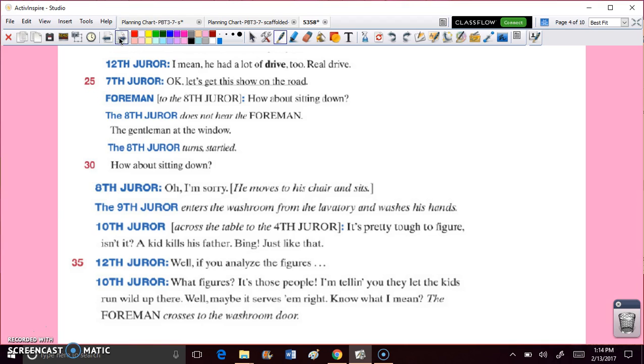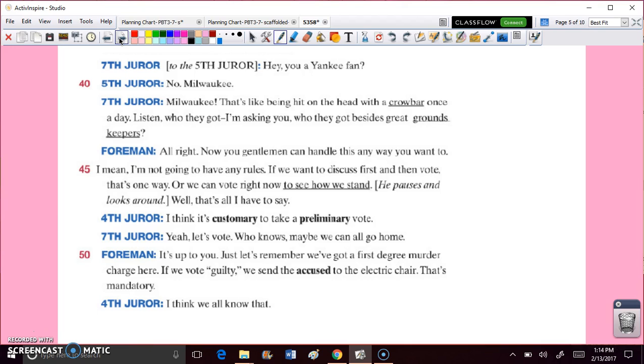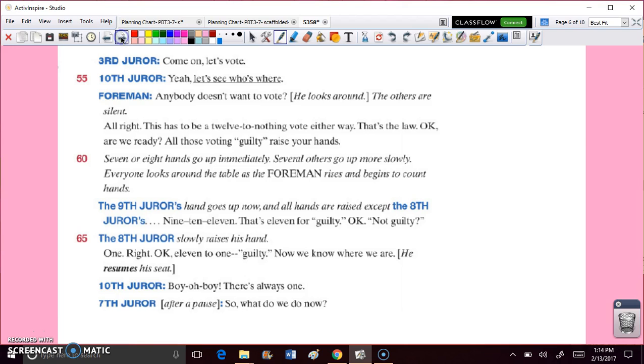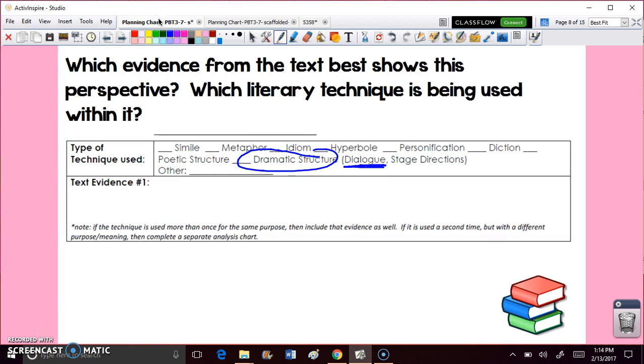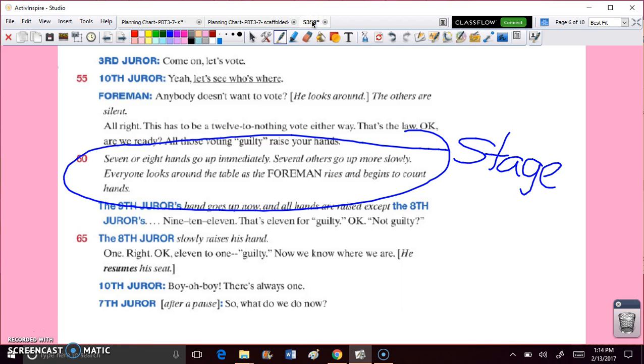All right, so if I keep scanning, okay, I can see here where they actually take their preliminary vote. We've got stage directions. Now, it's not dialogue, which I was originally looking for, but if you look at your planning chart, we're really focusing on dramatic structure, and dramatic structure is a combination of dialogue and stage directions. So I can actually approach it from that lens.